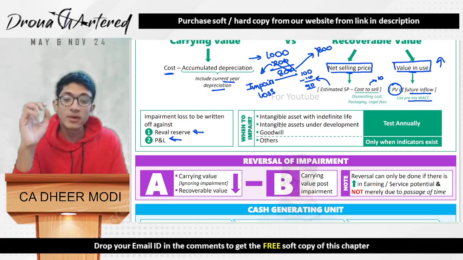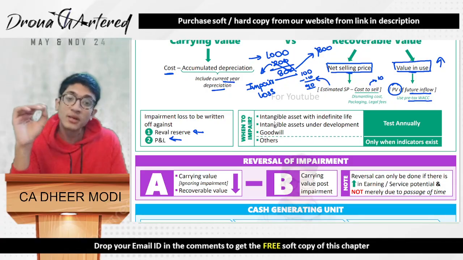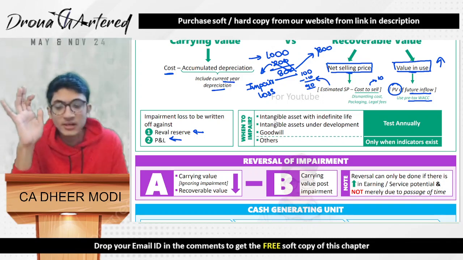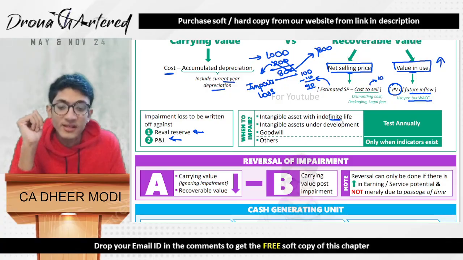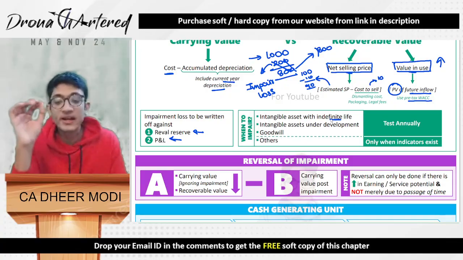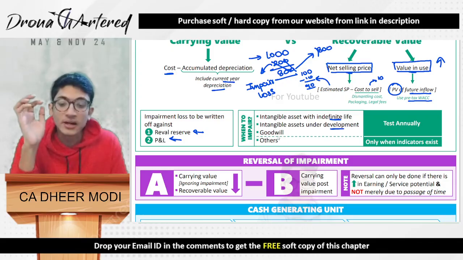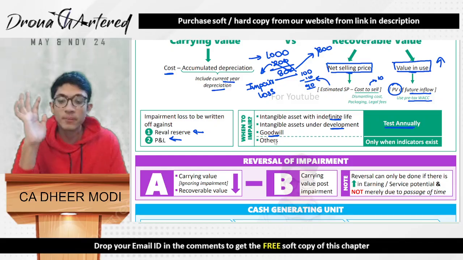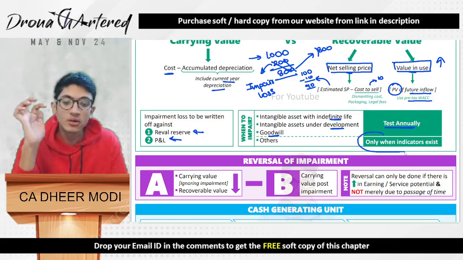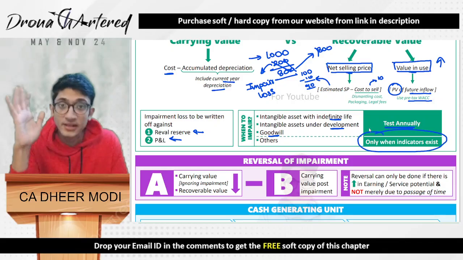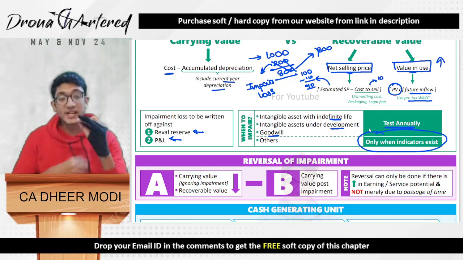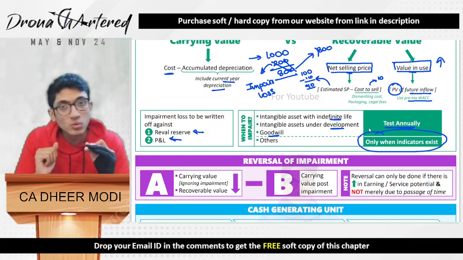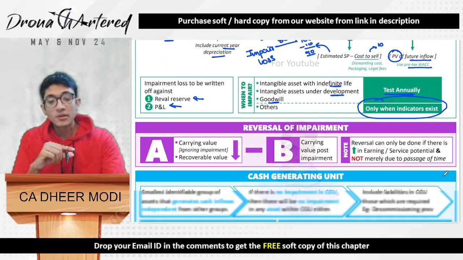When to impair? Some assets have to be impaired annually, some have to be impaired only when there are some conditions. Any intangible asset with indefinite life, any intangible asset under development and goodwill: all these assets have to be tested annually for impairment, and all others have to be tested only when indicators exist. There are certain indicators which suggest there might be conditions for impairment, only then you test them. Okay, so this was your impairment.